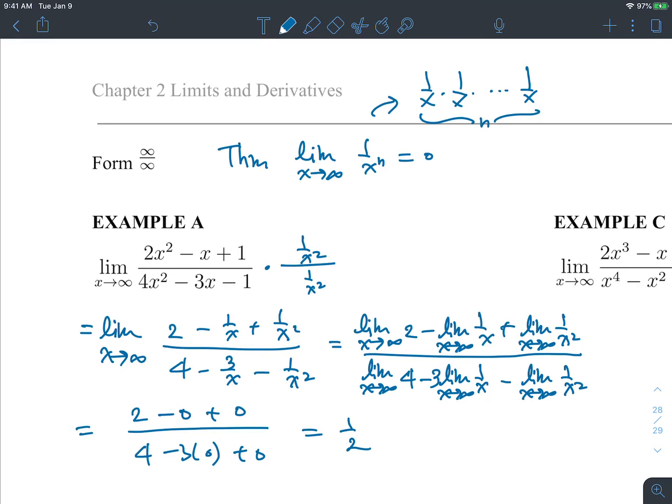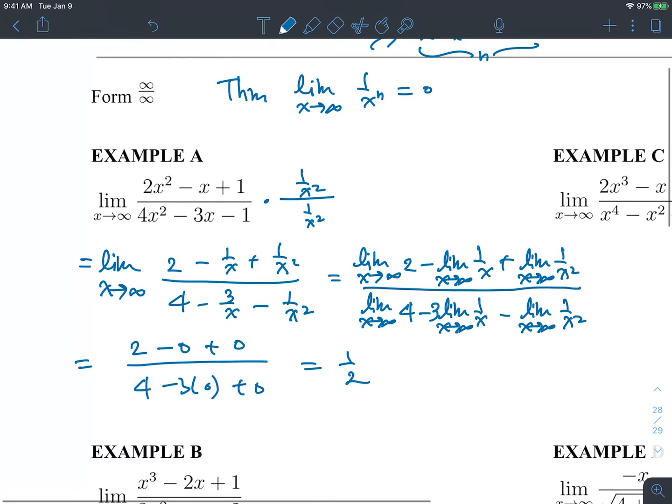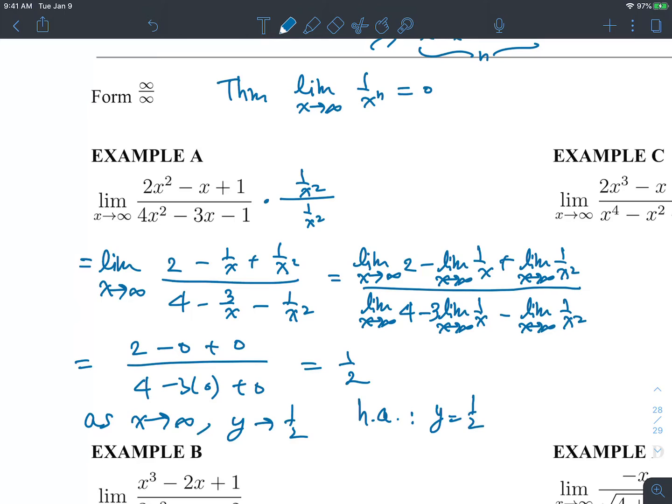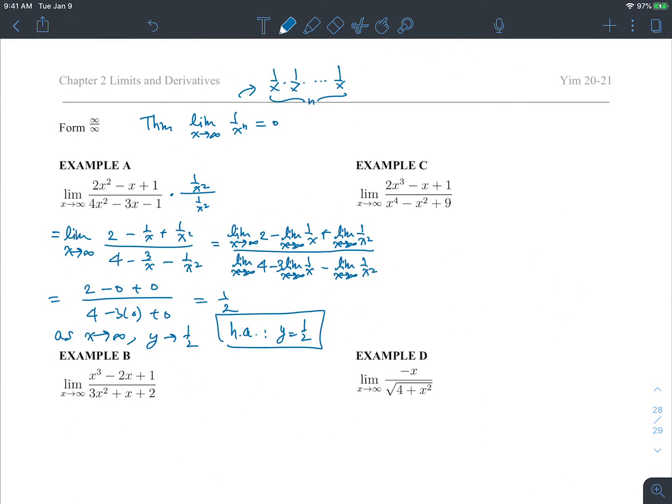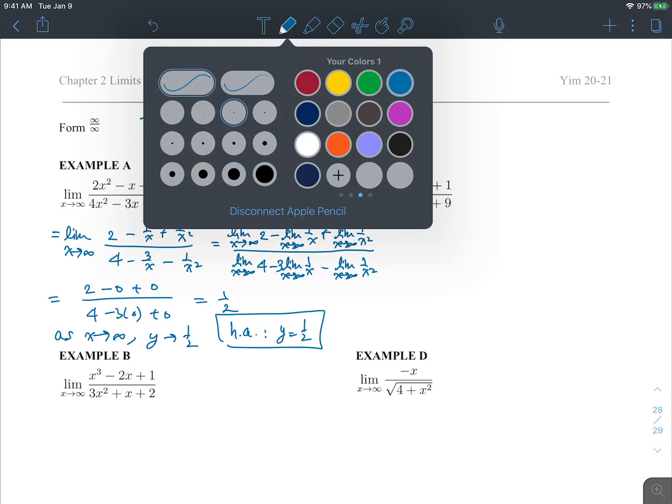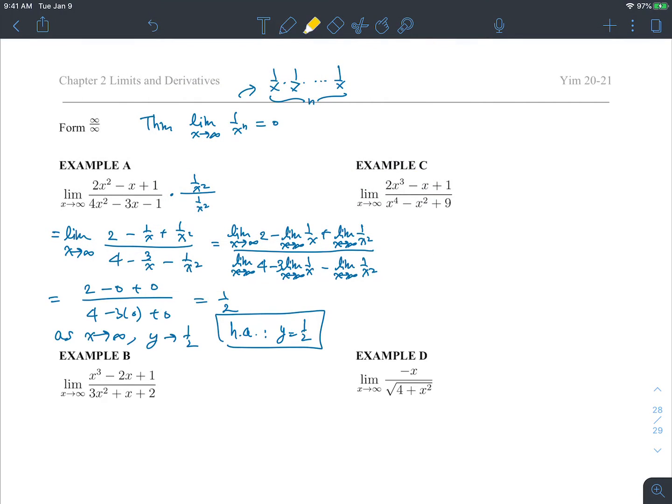So what's happening is that as x goes to infinity, my y value goes to 1/2. So that's essentially what this is saying. As x goes to infinity, y is approaching 1/2. So the horizontal asymptote, in this case, is y equals 1/2. That's the limit. Okie dokie? All right, guys. So we have this thing going on. Oh, by the way, we're not doing this. You don't have to write that out, but you should be thinking it every time.